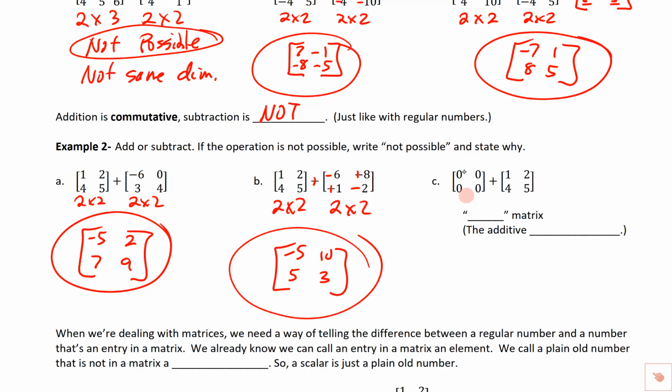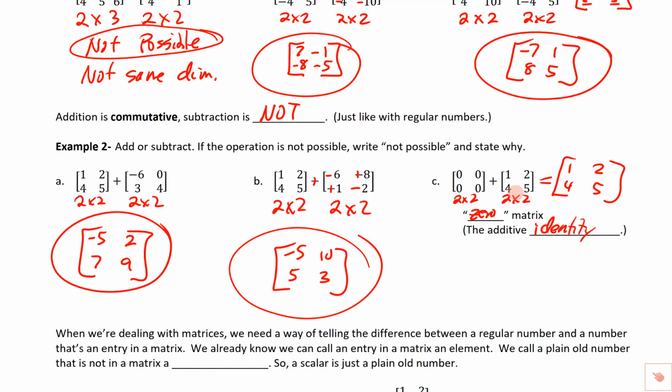Next one, I'm going to write this up. Well, I guess I've got room. This is a 2 by 2. This is a 2 by 2. This right here is the 0 matrix. Remember, that's the 0 matrix. So we can definitely add those together, and we're going to get a 2 by 2. So 0 plus 1 is 1. 0 plus 2 is 2. 0 plus 4 is 4. So you'll notice what happened here. This didn't change at all. So the 0 matrix is the additive identity. It doesn't change that matrix at all, as long as you can add those together.